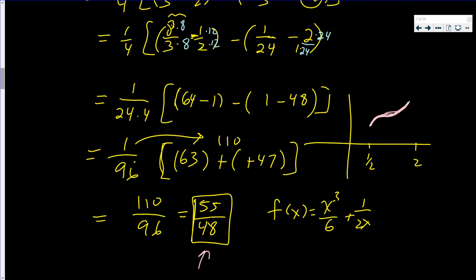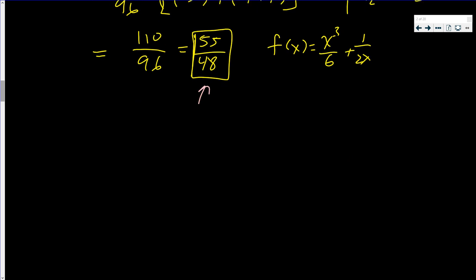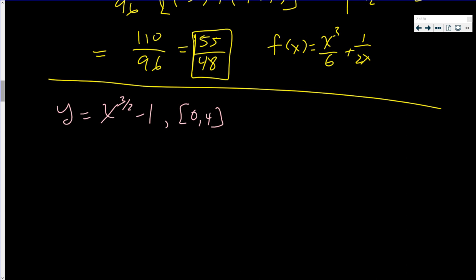Let us try the next problem. Suppose you have that y is equal to x to the 3/2 minus 1, and you want to find the arc length from 0 to 4. So we know the formula. You have to figure out what 1 plus the derivative squared is.